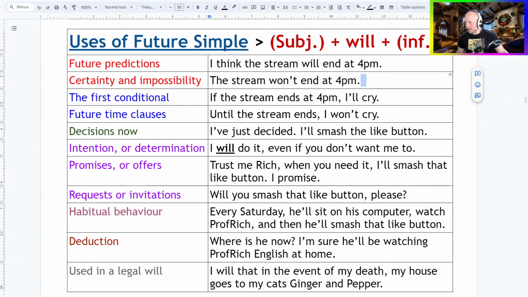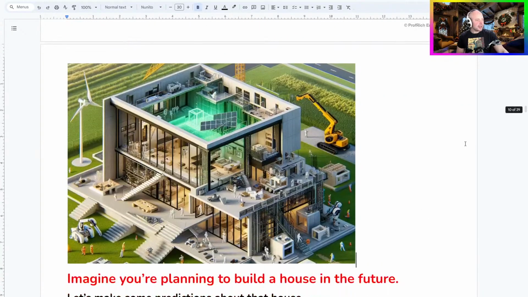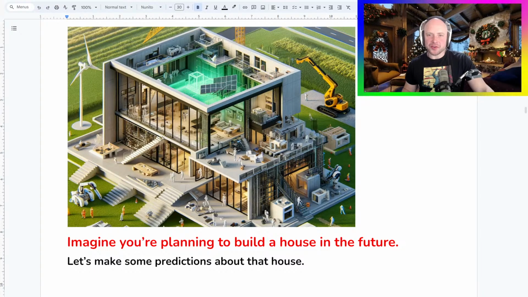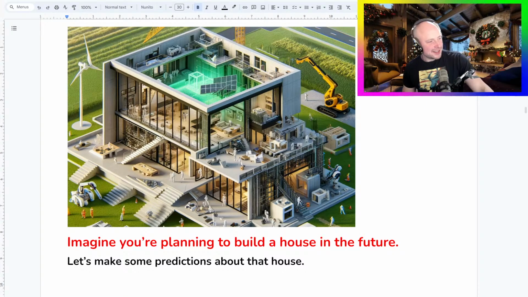All right, shall we move on then to the next thing here? So I want everyone to imagine that you're planning to build a house in the future. Let's make some predictions about that house. So here's your house. This is Daisy's house. Daisy's just moved into a new house that they had built, I think, or something. I don't know.